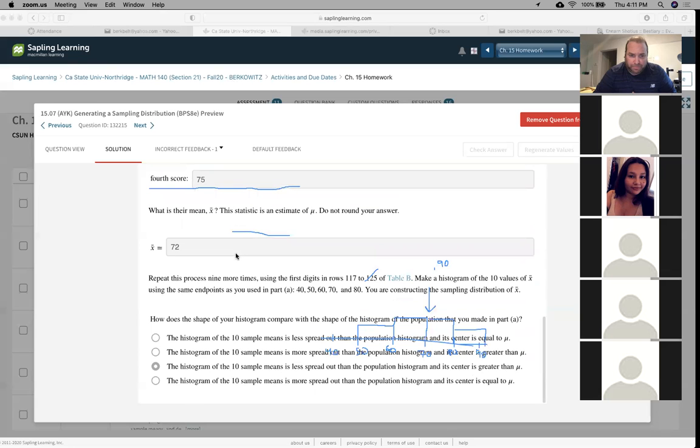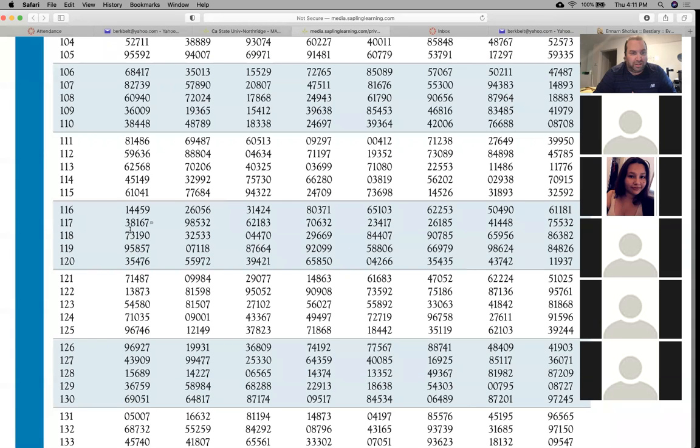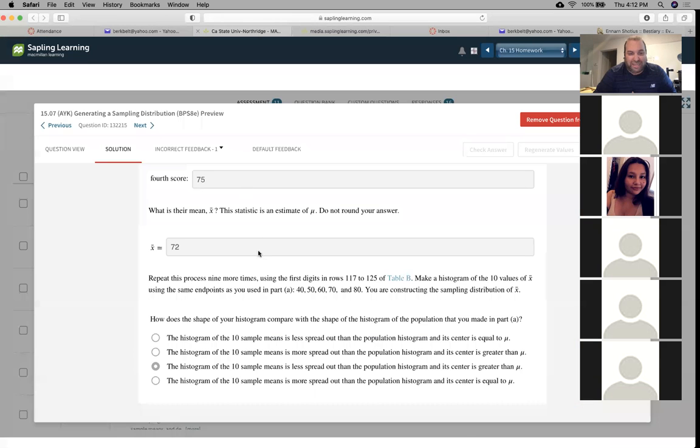All right, and then repeat this process 9 more times. Well, Jesus. Okay, repeat this process 9 more times using the first digits in rows 117 to 125 of table B. So after I finished with the first one, I would then go to 117 and use student 3, 8, 1, and 6. And then student 7, 3, 1, and 9, and 9, 5, 8, and 7. Remember, we skipped this one. We already did them. 3, 5, 4, and 7, and so on. So we do this 10 more times.